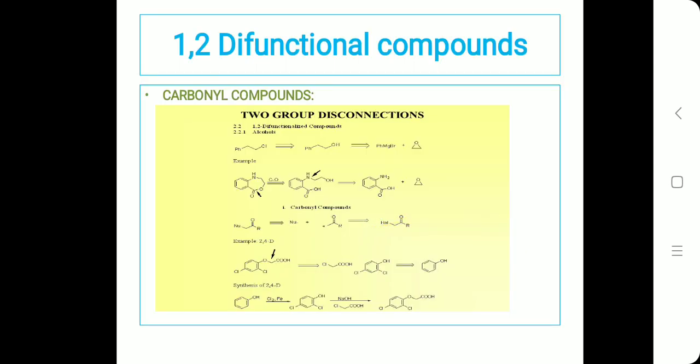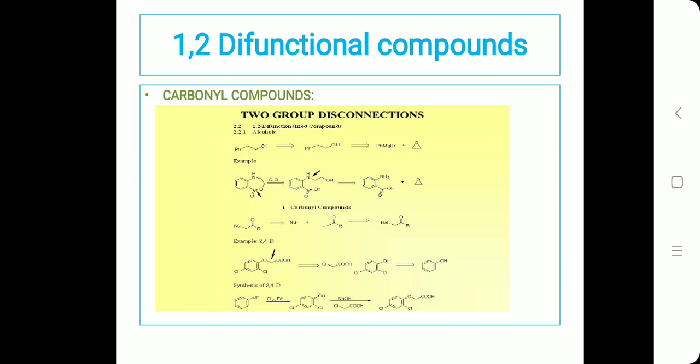Next, we're going to study example 6. Here there are two examples which I have given. The first one is the 1,2 disconnection for the alcohol, and the second one we're going to study is the example for the carbonyl compound. The first one is already what we have discussed earlier. So now let us move to the second one, that is the carbonyl compounds.